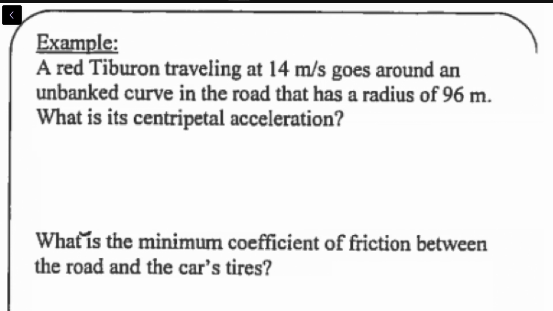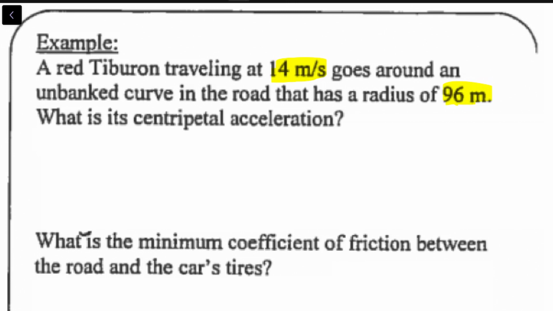So a red Tiburon here traveling at 14 meters per second goes around an unbanked curve. We'll be dealing with questions with banked curves later on, but unbanked curve means there's no angle to the turn, in a road that has a radius of 96 meters. What is the centripetal acceleration?